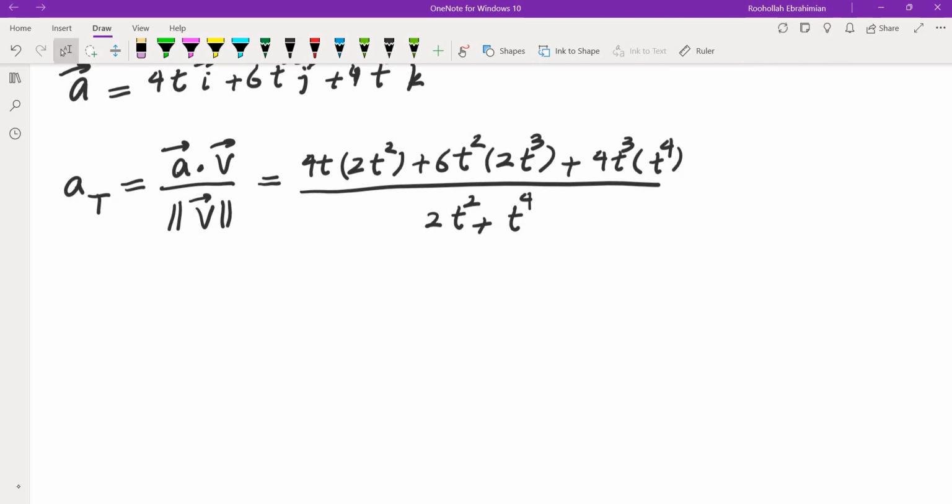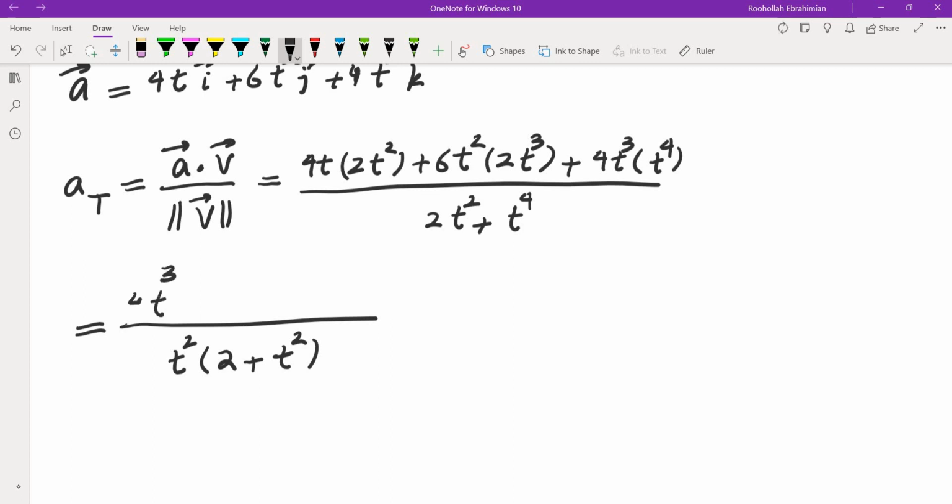Okay, so now we'll simplify this because they did ask us to simplify. At the bottom, we can factor t squared. We get 2 plus t squared. On top, we can factor t cubed. We can also factor a 4. So we will get 2 plus 3t squared and then plus t to the fourth.